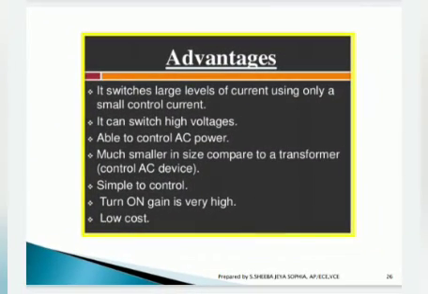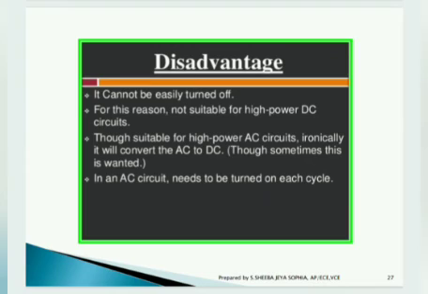Moving to the advantages of SCR, it switches large levels of current using only a small control current, and it can switch high voltages, is able to control AC power, and is much smaller in size compared to a transformer, so it is simpler to control. Turn on gain is very high and it is low cost. Moving to the disadvantages, it cannot be easily turned off, and for this reason it is not suitable for high power DC circuits. Though suitable for high power AC circuits, ironically it will convert the AC to DC. In an AC circuit, it needs to be turned on for each cycle.